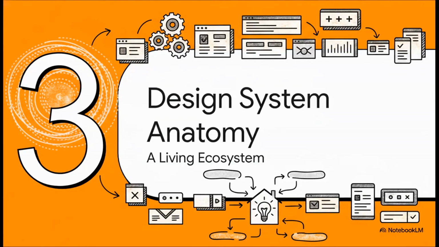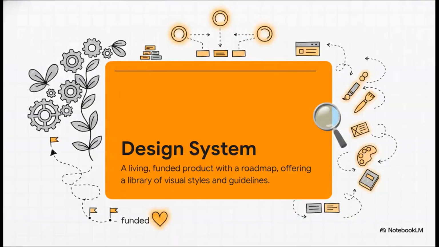All right, Section 3, the anatomy of a design system. And notice the shift here to a living ecosystem. Right, so here is where we upgrade from a static toolbox to a living, breathing ecosystem. Like design systems expert Nathan Curtis explains, a system is a living, funded product with an actual roadmap. It is absolutely not just a Figma file you hand off to a dev and walk away from. Yes, it includes a library of visual styles and components, but it pairs them with strictly documented guidelines, principles, and, crucially, actual code. It's basically the master instruction manual for your entire organization.